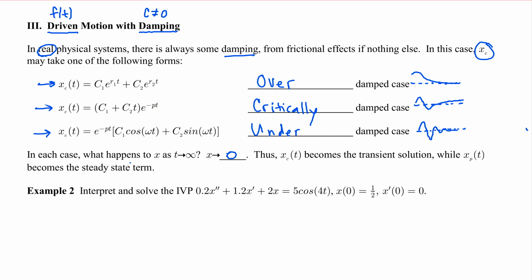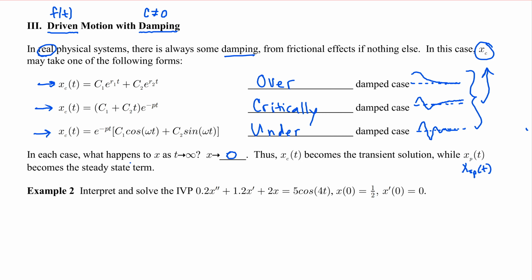All of these are simply our complementary function, right? So we'll say as t approaches infinity, x sub c of t becomes the transient solution. That is, it's eventually going to be negligible. While the particular term, x sub p of t, this will eventually become our steady state term. So you'll even see your book rewrite it as your steady periodic term or your steady state term.